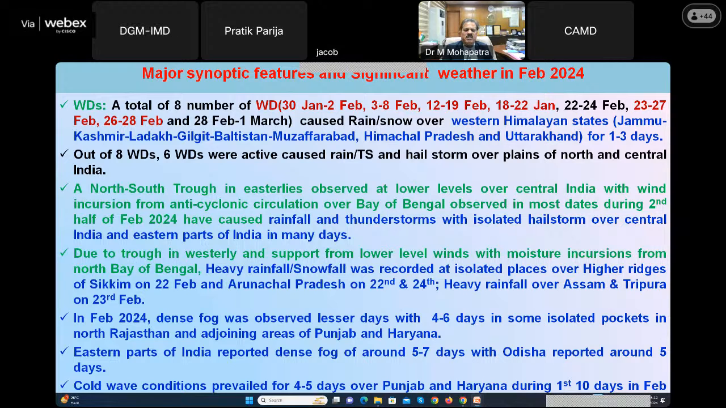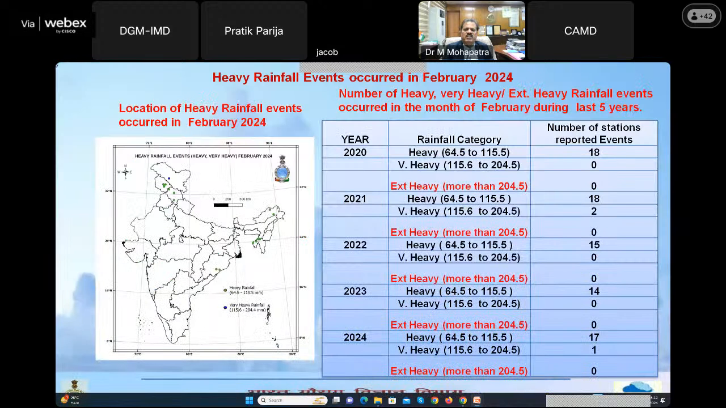Cold wave conditions prevailed for 4 to 5 days over Punjab and Haryana during the first 10 days of February. After that, there were no cold wave conditions. Now, these are the significant weather phenomena. You will find that heavy rainfall occurred on about 17 occasions, of which very heavy rainfall occurred once, and there was no extremely heavy rainfall activity.